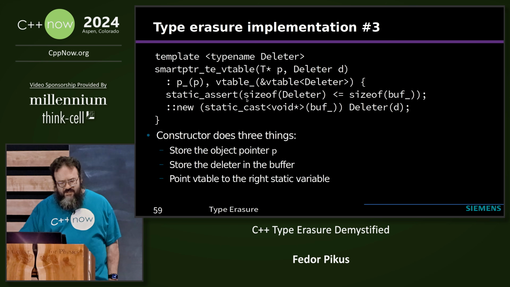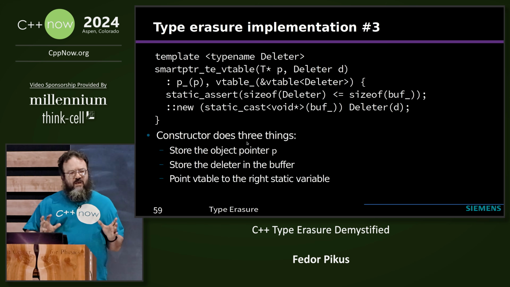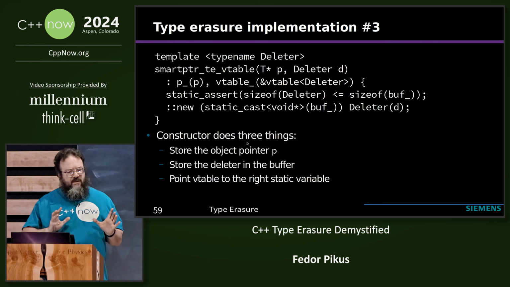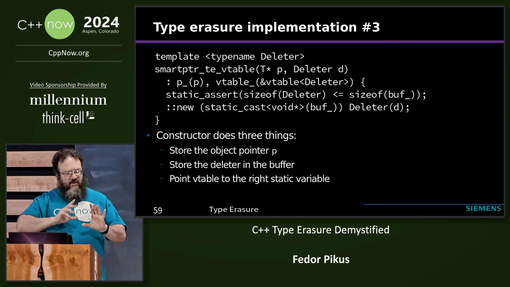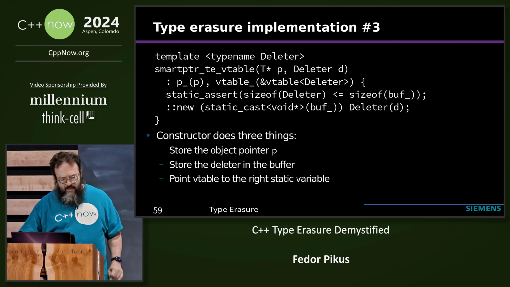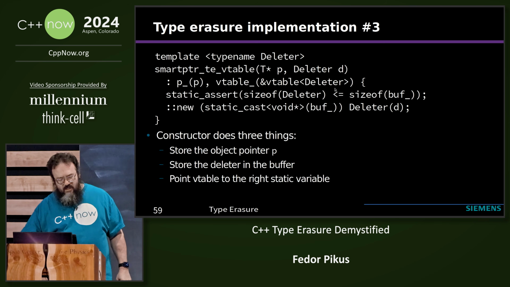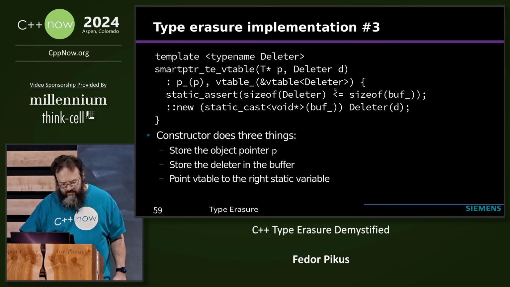So the constructor does three things. And again, the constructor in these situations is always the place that ties all the different separate pieces of this type erasure machinery together, because that's the last moment in your code where you know what the deleter type was. So yeah, of course, store the object pointer, store the deleter in the buffer, and point the vtable to the correct, by construction, instance of this static variable. That's what the constructor needs to do.